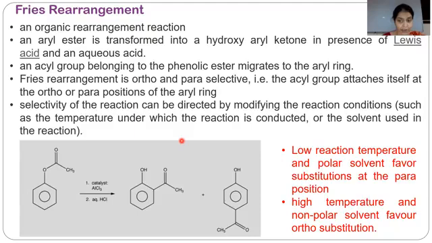under which the reaction is conducted, or the solvent. By changing the temperature or the polarity of the solvent, we can control the formation of ortho and para products. Low reaction temperature and polar solvent favor substitution at the para position, whereas high temperature and non-polar solvent favor the ortho position.